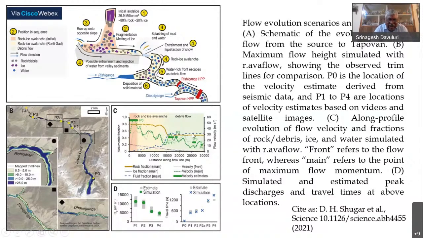The rock fraction is the maximum. You have the ice fraction, which is very less, and the fluid fraction, which increases as you are moving away from the impact. That means the water and fluid is being injected out and striking both the power plants with the debris which had happened. So this is what we can see, that the debris started flowing at great speeds.